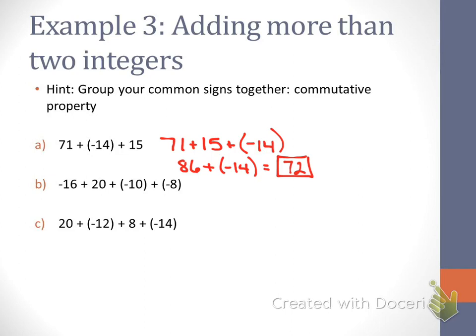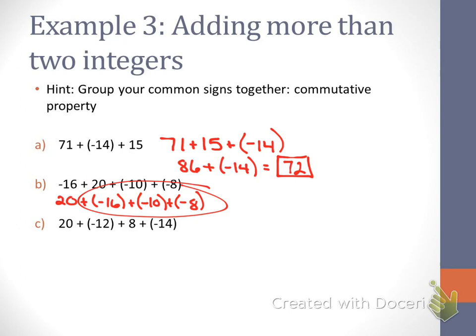Now let's look at B. Again, we're going to rearrange the numbers. I'm going to put my positive number out front, plus negative 16, plus negative 10, plus negative 8. I can rearrange them as long as I keep my sign. Now, remember my rules. Same sign, add and keep.